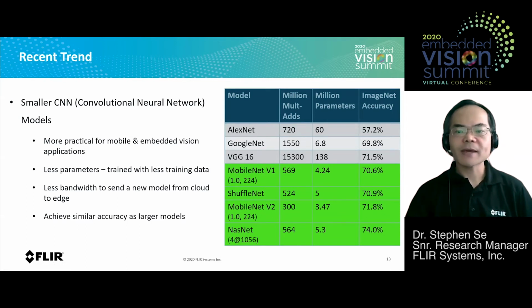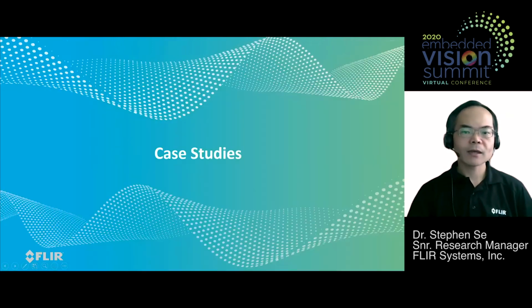This table compares the various models in terms of computation, size, and ImageNet accuracy. The ones highlighted in green are much smaller and require fewer operations, but still achieve similar accuracy as the larger models. I'll now talk about a few case studies on manufacturing inspection applications.